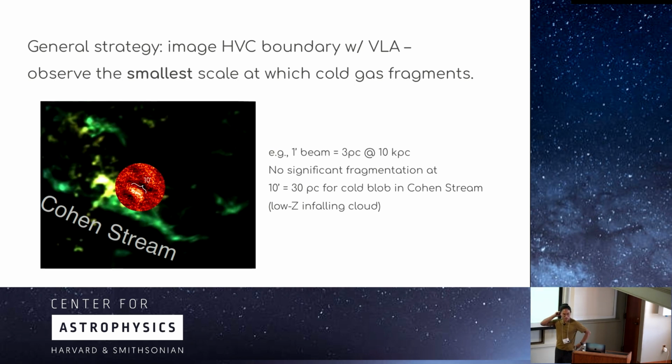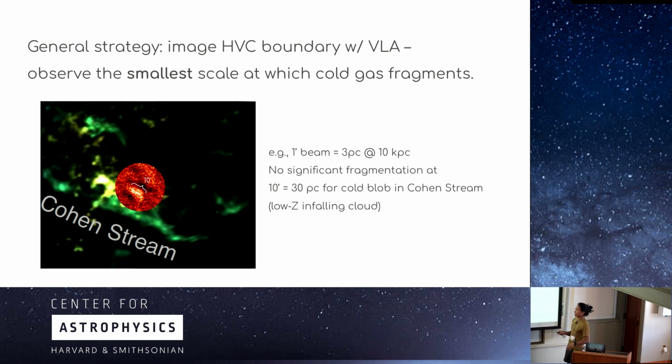But the general strategy is the following. We kind of want to image the HVC boundary layers conditioned on the sodium because you want there to be dense stuff so that you can actually image it. And I want to be able to observe the small scale at which you can see fragmentation occur out in real nature, right? Because there are a lot of simulations that predict cascading fragmentation down to infinite scales under your resolution limit. But that probably isn't happening in our galaxy.